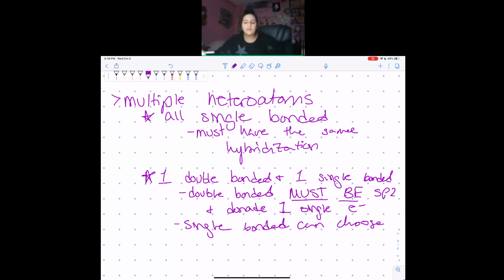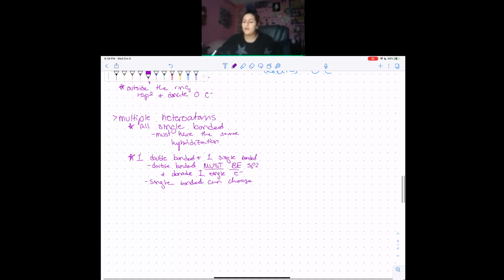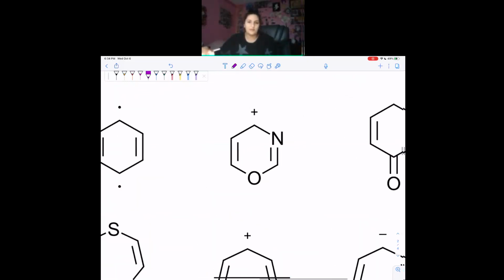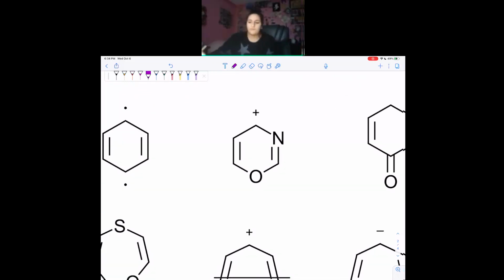Okay, so if you have multiple heteroatoms and one of them is double bonded, one of them is single bonded, the double bonded one has to be sp2 and donate one single electron. And then the single bonded one is able to choose. So just like we did before. So for example, let's say we do this one. So the nitrogen must be sp2. The oxygen can choose, and we know that it can donate up to one lone pair.